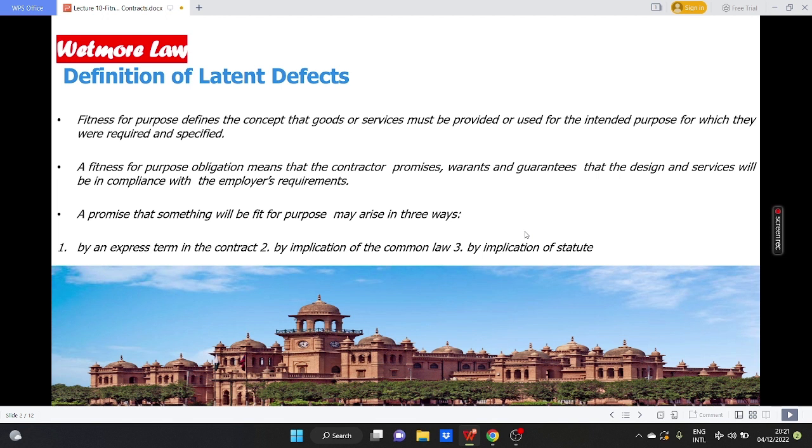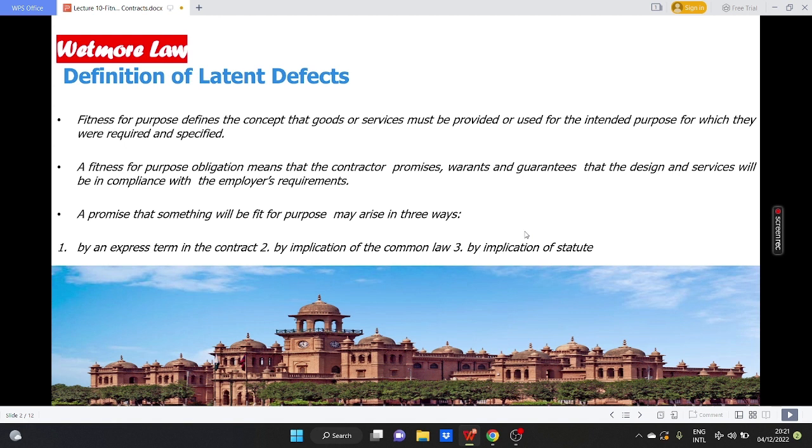Fitness for purpose defines the concept that goods or services must be provided or used for the intended purpose for which they were required and specified. A fitness for purpose obligation means that the contractor promises, warrants, and guarantees that the design and services will be in compliance with the employer's requirements.